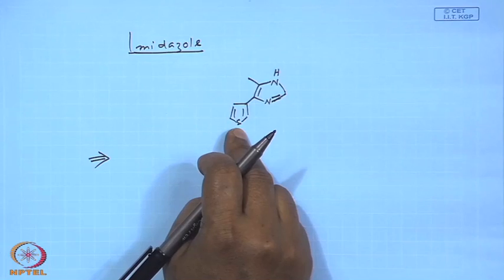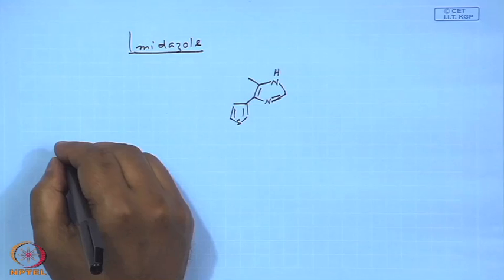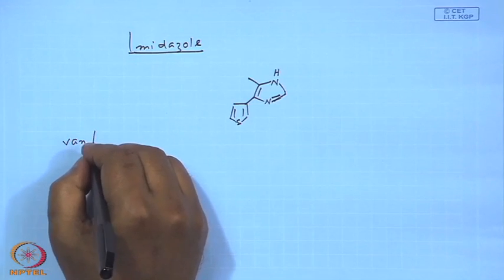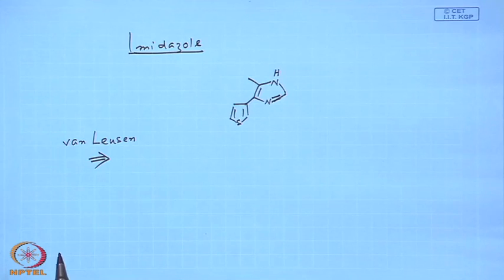All of us know a little bit of the chemistry. Thiophene is pretty robust, it is not that reactive. Imidazoles are pretty reactive, they undergo oxidation, protonation, hydrolysis, everything, faster than any other heterocycle like thiophene. So, you have to take a thiophene derivative, then use the Van Leeuwen method.